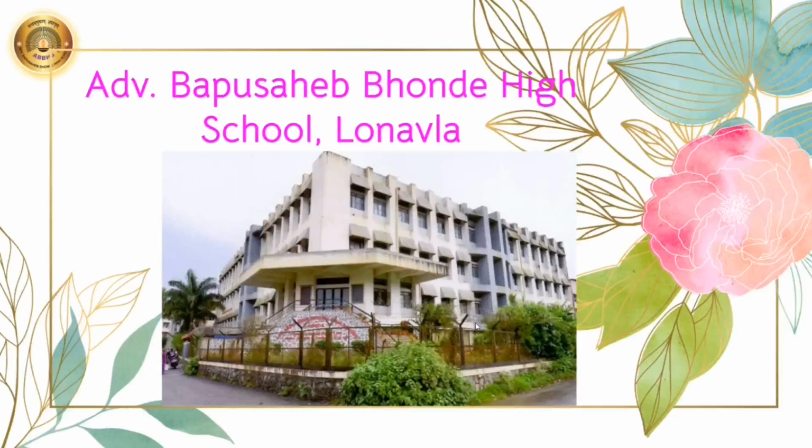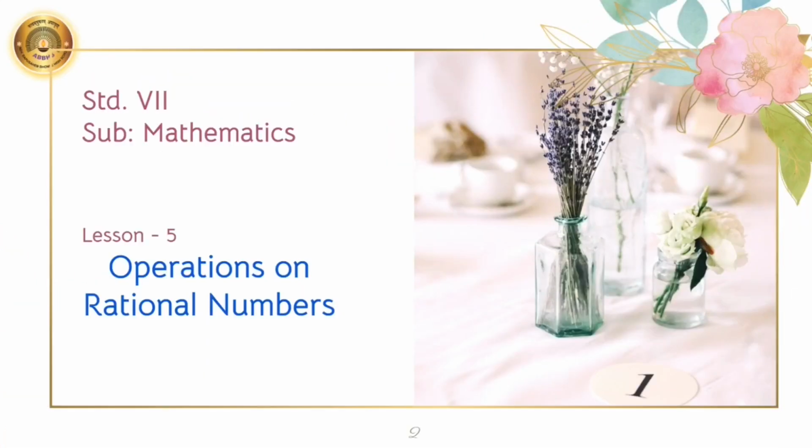Hello students, we are doing lesson number 5, Operations on Rational Numbers. You are now in the Standard 7 Mathematics class. Today let's see how to find the numbers between two rational numbers.